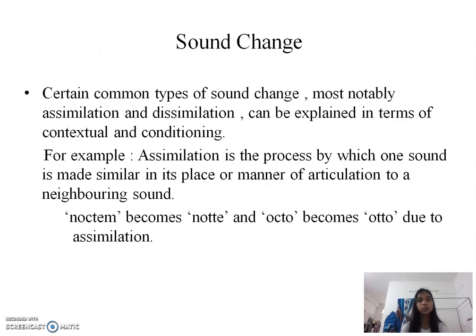Now I am going to tell about sound change in a language. Certain common types of sound change, most notably assimilation and dissimilation, can be explained in terms of contextual conditioning. Here I have cited an example of assimilation. Assimilation is the process by which one sound is made similar in its place or manner of articulation to a neighboring sound. For example, noctem becomes notte and octo becomes otto due to assimilation.